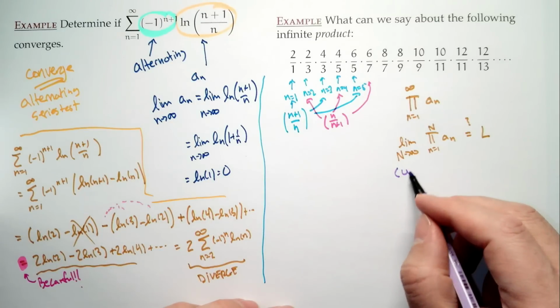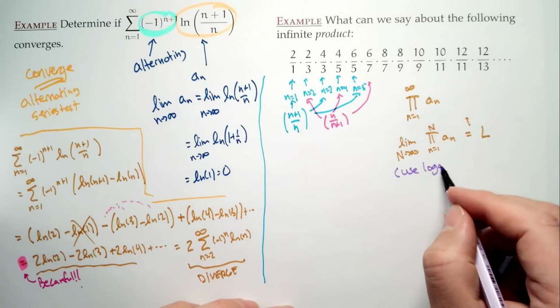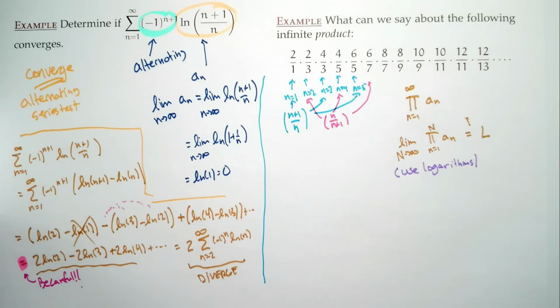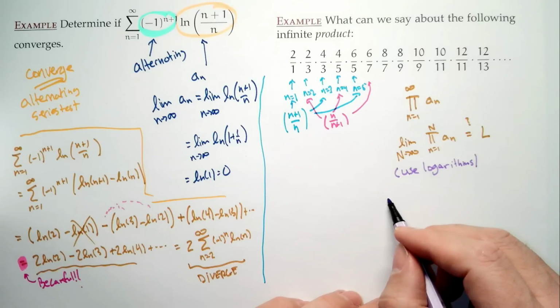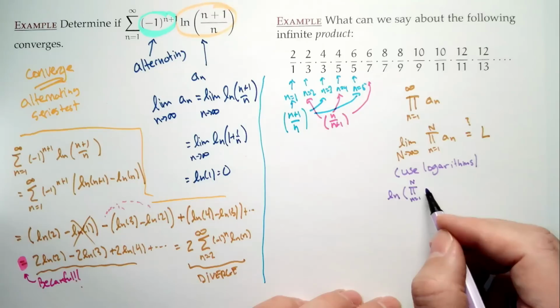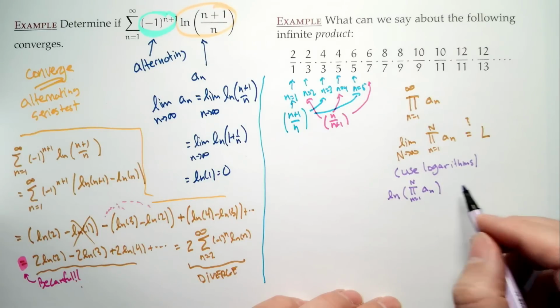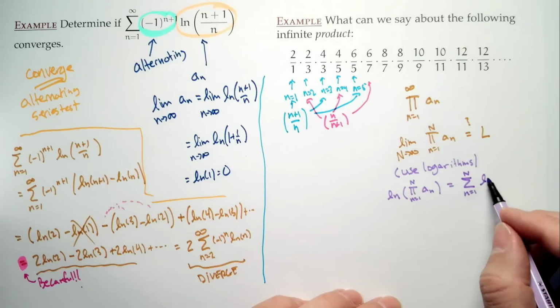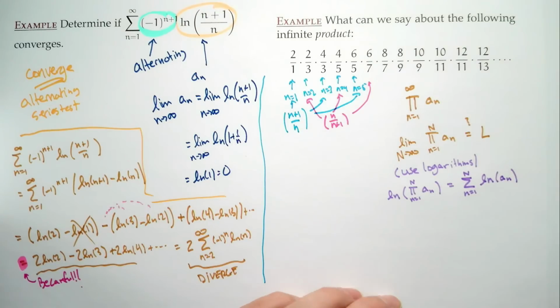Now, how do you turn a product into a sum? Spoiler alert, you use logarithms. Logarithms are really custom built to turn multiplication into addition. So if I take the natural log of the product from n equals 1 to capital N of a sub n, the log of the product is the sum from 1 to capital N of the natural log of a sub n. So the log of a product is the sum of the logs. That's one of the reasons why we like logs.